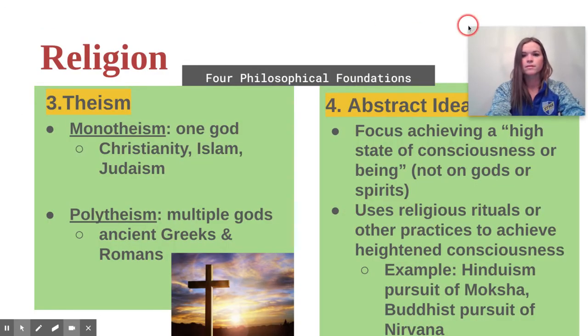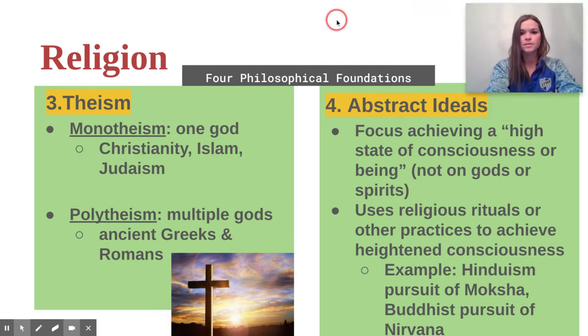All right. Now we'll look at theism. That root word is something you've heard before. So monotheism means one God. Examples of people who practice monotheism would be Christianity, Islam, and Judaism. Then there's polytheism. Poly means multiple, multiple gods. That's most often seen in the ancient Greeks and Romans.